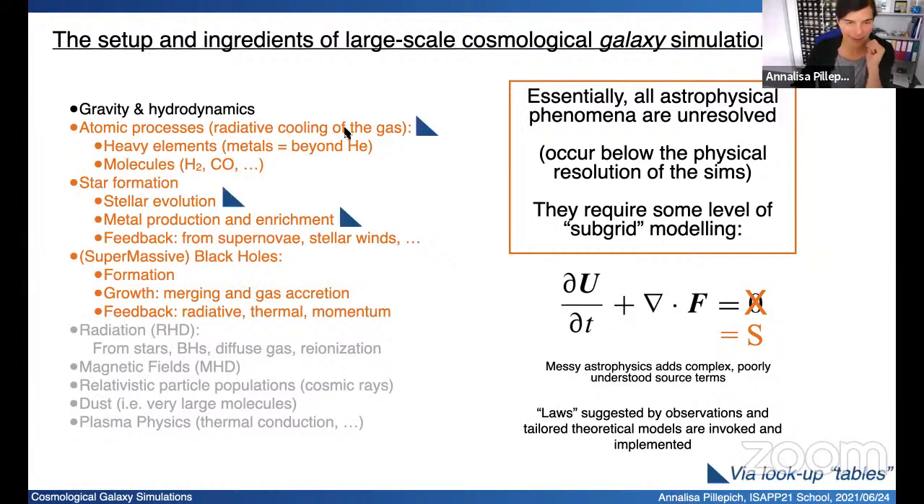Or in other cases, we actually implement them via lookup tables. People tell us what the atomic processes and the cooling are. We know the cooling functions. If I know the density of the gas, the temperature of the gas, and the composition of the gas, I don't need to calculate all of this all the time by going back to atomic physics. We can just tabulate them and give them to the code through so-called lookup tables.